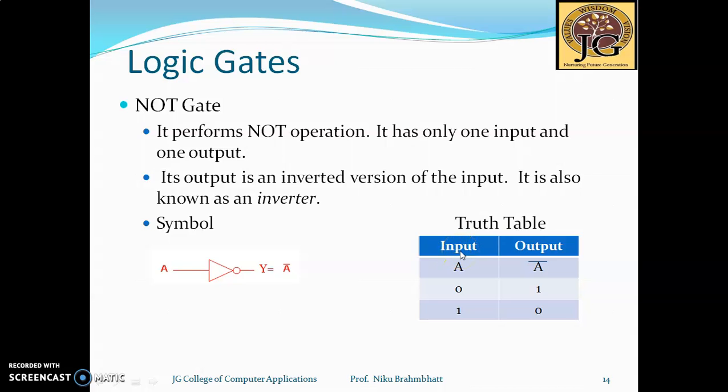Now two columns, because we have only one input, so input A and output A bar, Y is equal to A bar. So if at one time the value of A is 0, then you will get output as 1. At another time when the value of A is 1, then you will get output as 0. So this is the truth table of NOT gate.